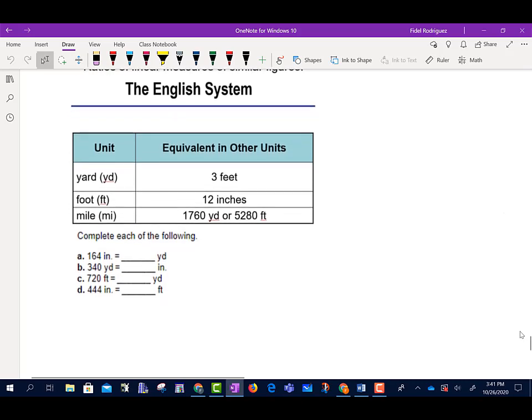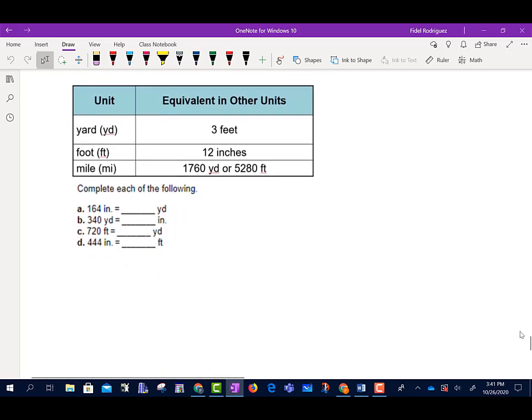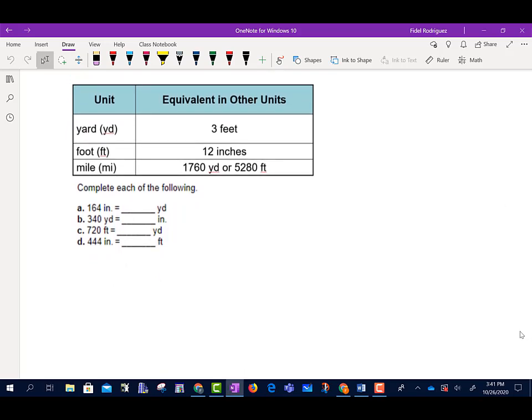So the English system, in the United States we use the English system because we use things like feet, inches, and yards. What we're going to do is some conversions here. We want to convert 164 inches into yards, and we're going to do that by using something called dimensional analysis. First, I'm going to write a fraction with the number that I have: 164 inches over 1.